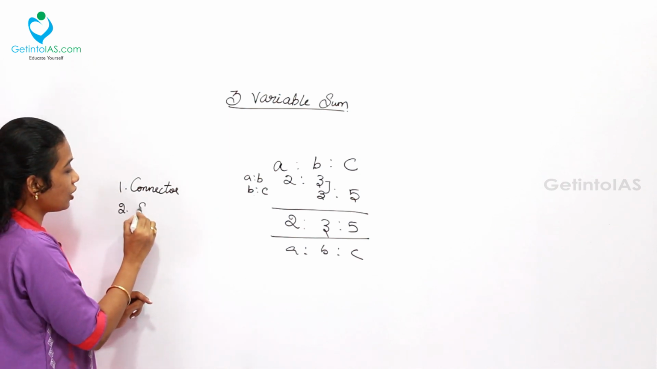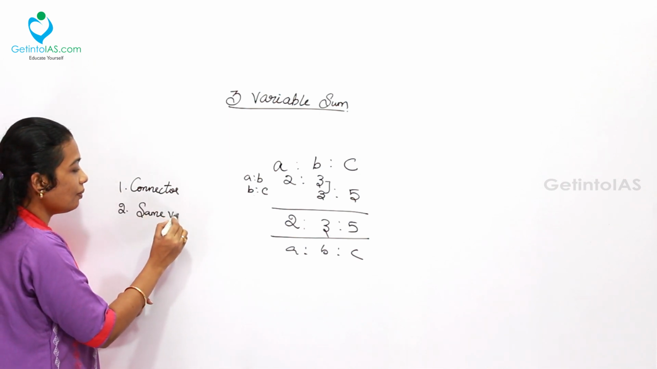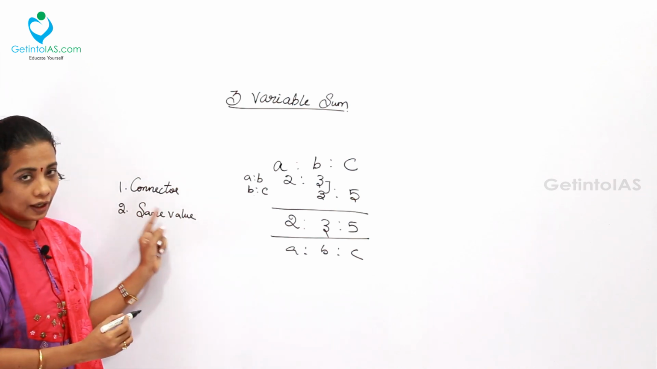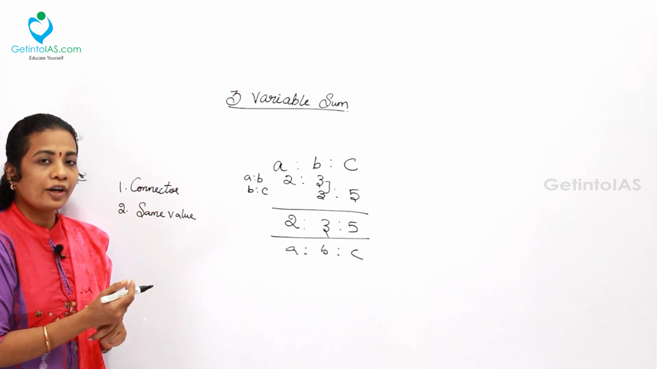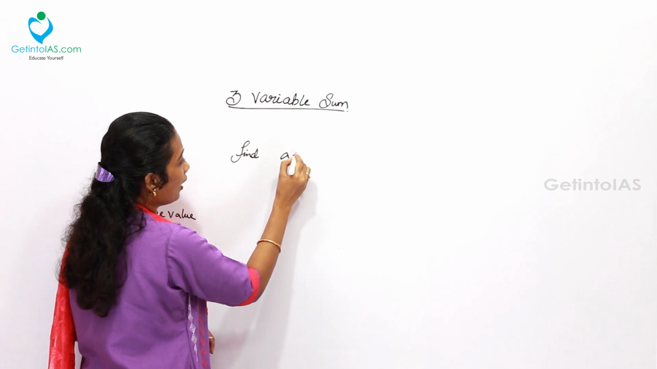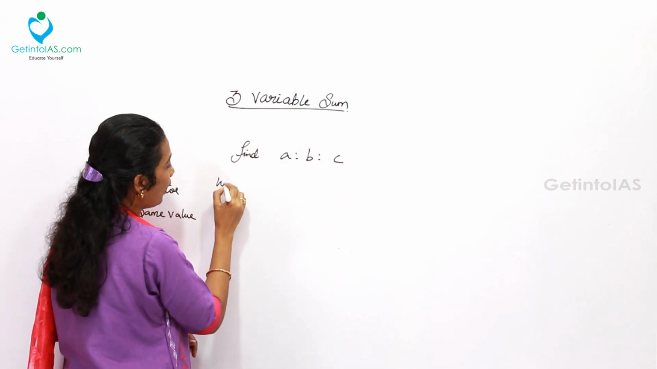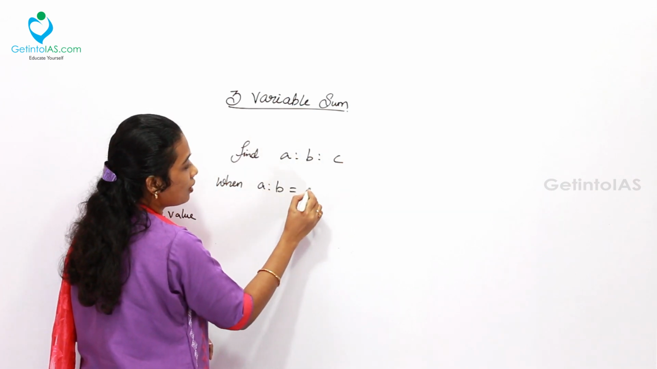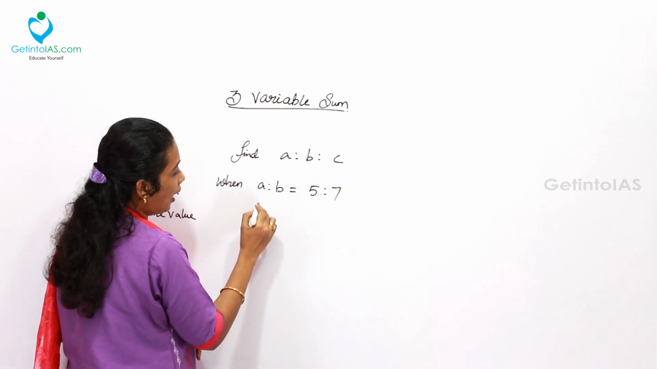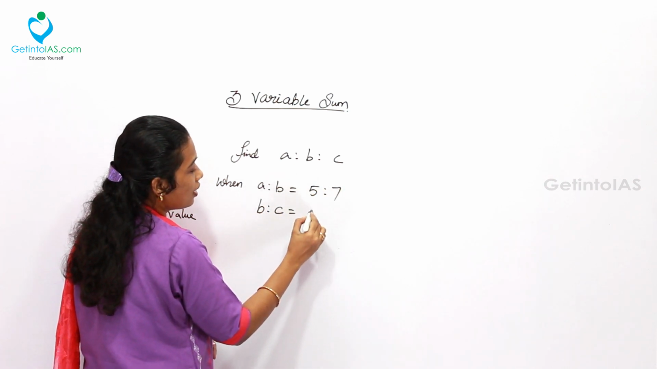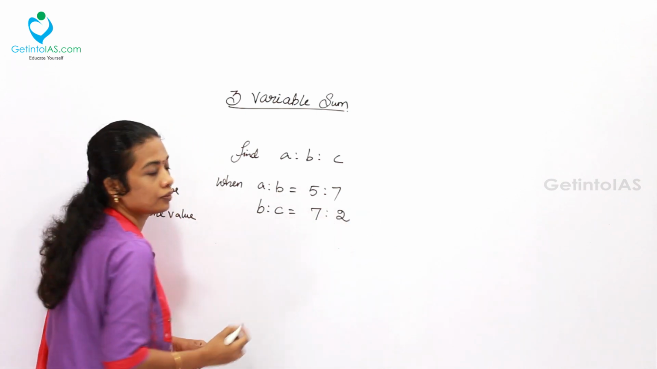The second condition, whether the same value is given to the connector. Let's see 2 more examples for this. Find A is to B is to C when A is to B is 5 is to 7 and B is to C is 7 is to 2.